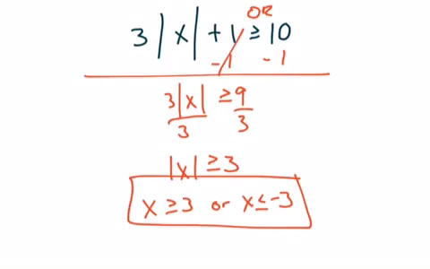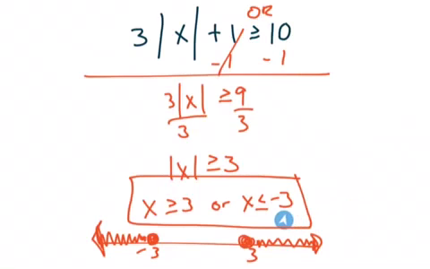Graphing it, so negative 3 and 3, we have closed circle. X is either smaller than negative 3, going that way, or x is greater than 3, going this way.